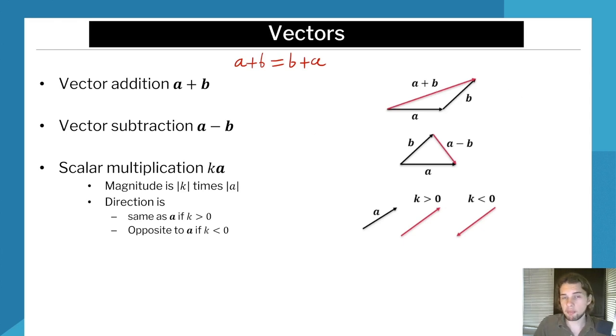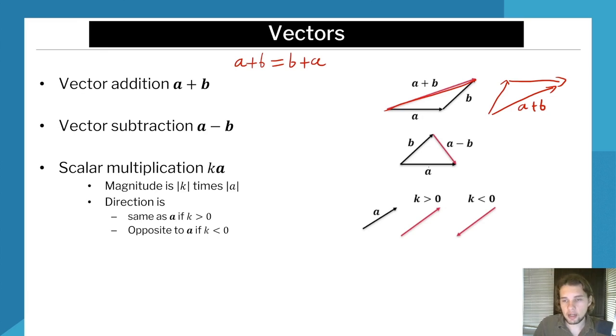We can prove that by looking at arrow representations of vectors. So over here we have a goes first and then b, and then you can see the final line that it generates, which is a plus b. Instead, we can put b first and then a, but then this final line looks the same. So we have a commutative operation here.